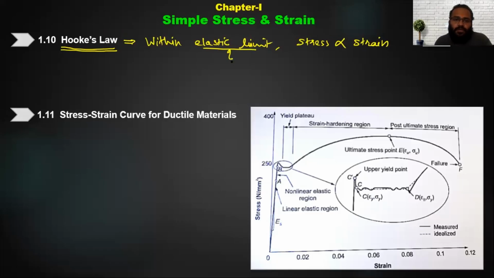This is very, very important. What is the elastic limit? Whenever we talk about this proportionality, it means it is directly proportional to strain. Now, if I remove this proportionality, there will be some constant. So the stress upon strain, if I write, it will be some constant of elasticity, and that constant we need to take care of.